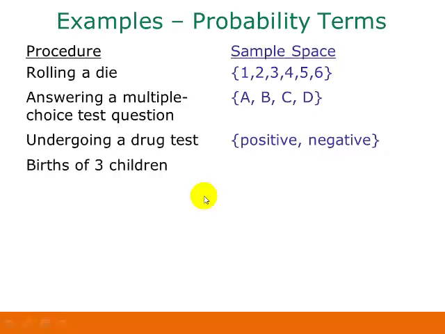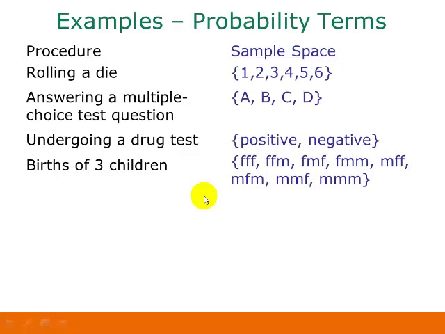Another procedure would be to look at the births of 3 children. And the sample space in this one is a little bit more complicated because we're actually looking at the genders of the 3 children. And in fact, we're even including what order the genders happened in. So our sample space would be these 8 possibilities. Either we had 3 female children, or we had a female, and then a male, or female, male, female, and so on. So we've got a total of 8 possibilities as events in our sample space.